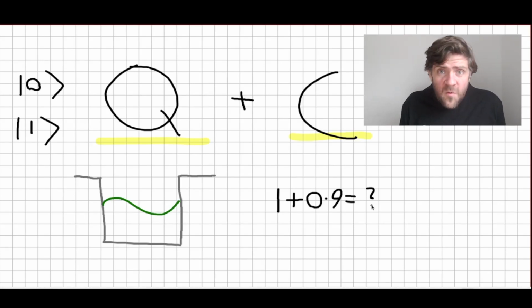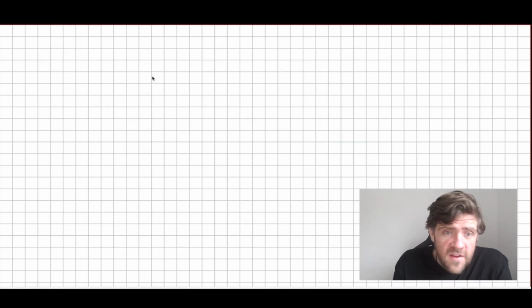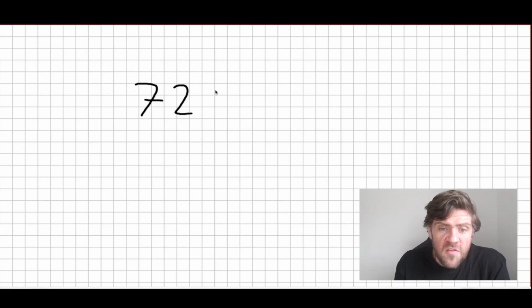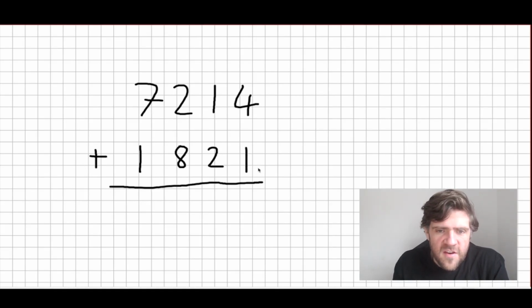So now, in our quest to break down quantum computing into its simplest parts, let's look at this simple part of programming. Let's look at how you can actually add. And for that, we have to go back to primary school. So how do we add? Well, let's start with a number. So let's do 7,214 with 1,821. These are fairly arbitrary numbers that I've chosen, so don't read too much into them.